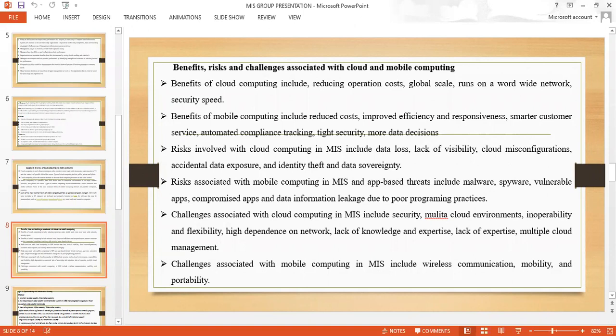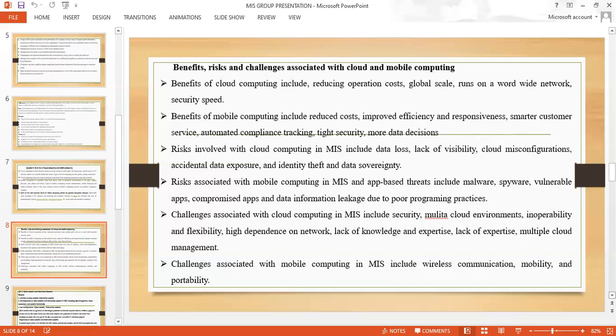The risks involved with cloud computing in MIS include data loss, because there is a lot of use of passwords. And if you forget a password, you'll end up losing your data. There's lack of visibility, there's cloud misconfigurations, that is data leakage in IT. Then there is accidental data exposure, identity theft, and data sovereignty. Anytime a password can be stolen, and hence you lose the data.